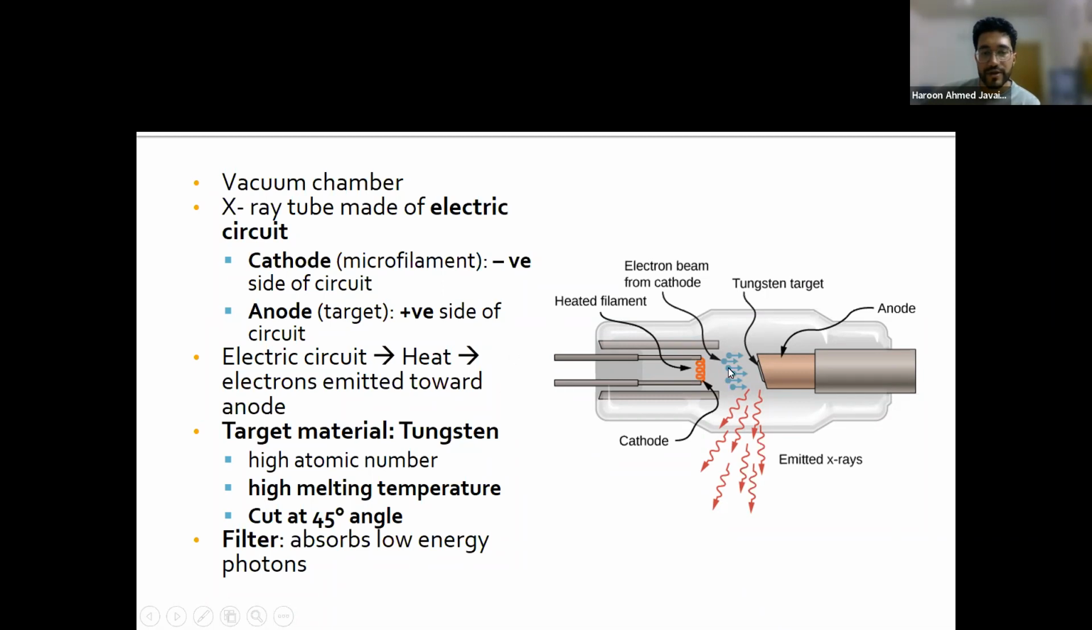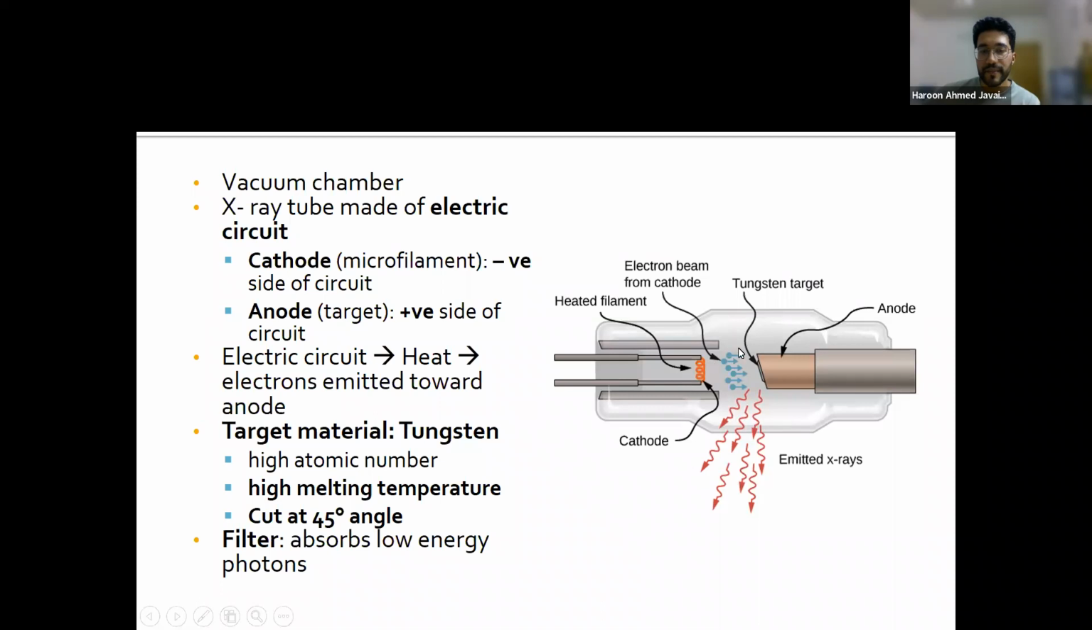What else? Okay, so the target material, as it says over here, is made of tungsten, and the characteristics are that it has a high atomic number. It has a high melting temperature. Why does it have a high melting temperature? Because most of the energy that is produced is converted to heat. Around 1%, a very small percentage of energy, is actually converted to the useful energy that we need, X-rays. And this is why we need the target material to be something that will not melt while we're doing the scans, right?